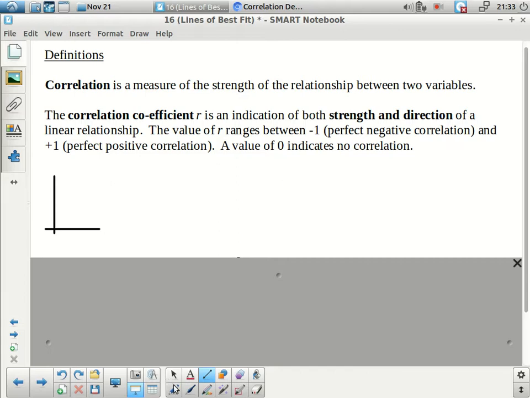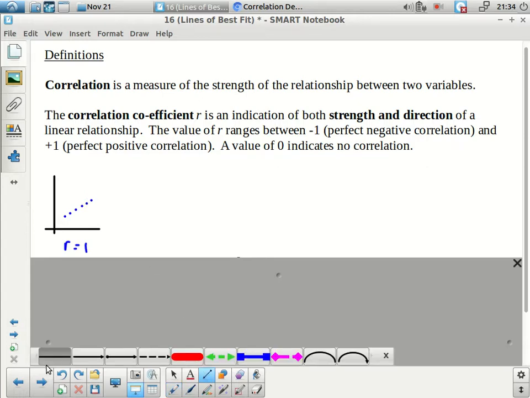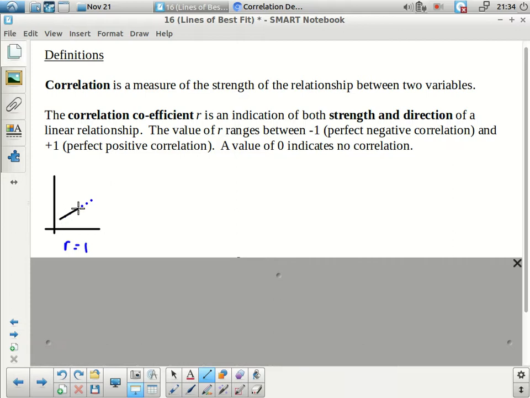Okay, we'll start with perfect positive correlation, which is when R is 1. That occurs when your data perfectly fits a line or curve of best fit. Sticking with the idea of a line for a moment, that would be a series of dots that go in a perfectly straight line. If I add a line of best fit, it's going to go right through and not miss a single one. That's what perfect positive looks like.